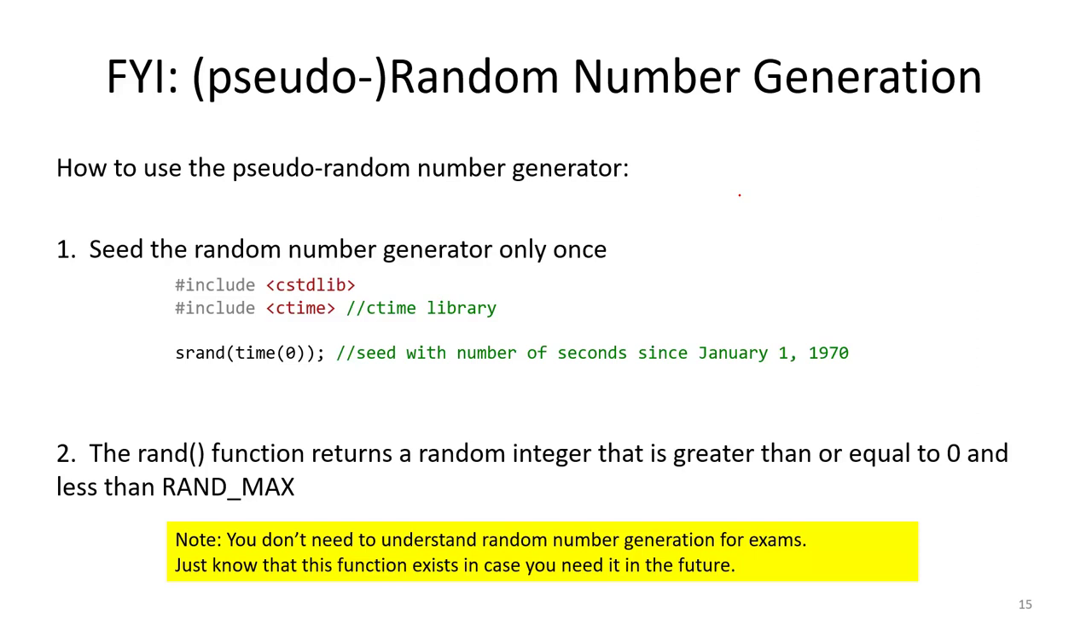So in this case, if we want to use the random number generator, we need to include a few special headers. So C standard library and C time. And this time function will actually return the number of seconds since January 1st, 1970. So we use that kind of random number to seed our random number generator. And then we can use this function rand in order to return a random integer that is greater than 0 and less than rand max.